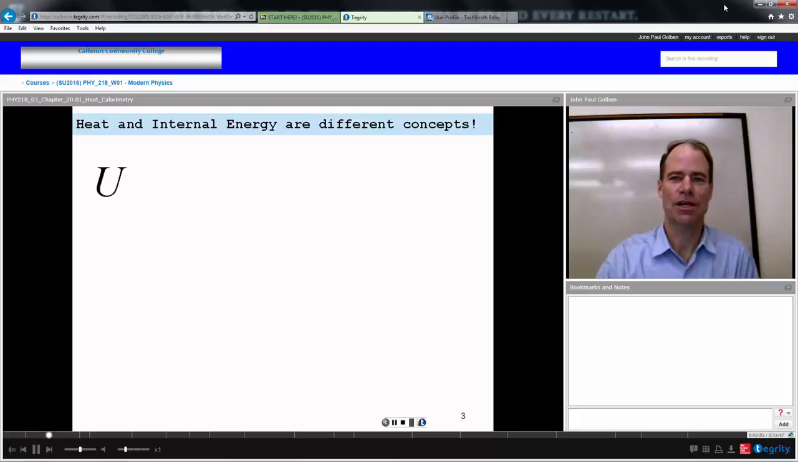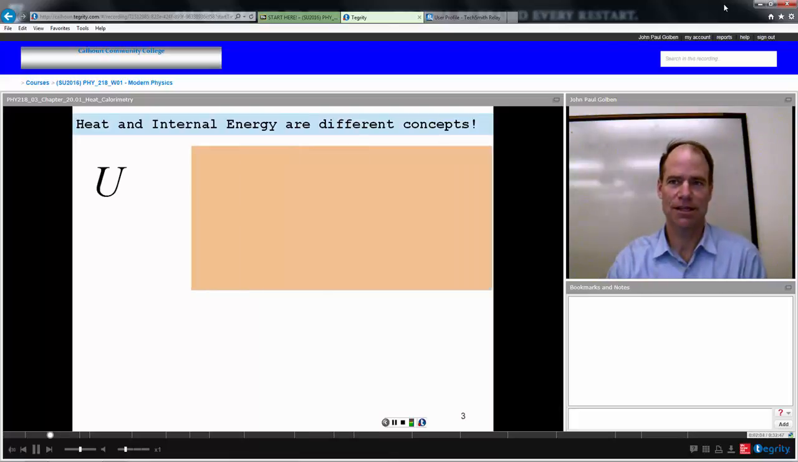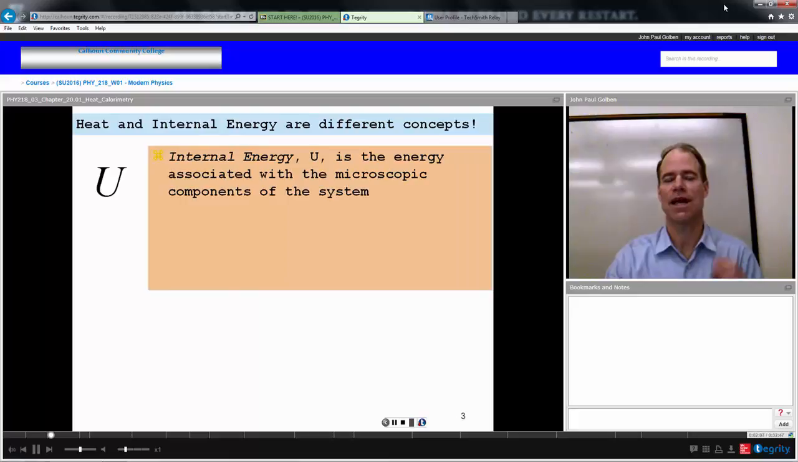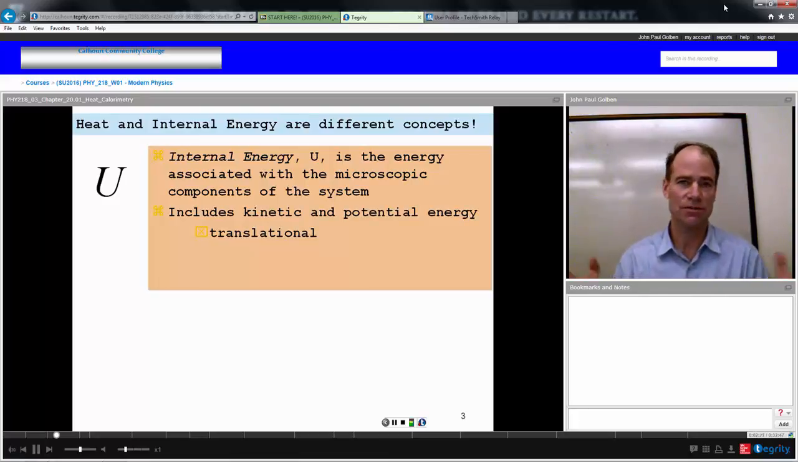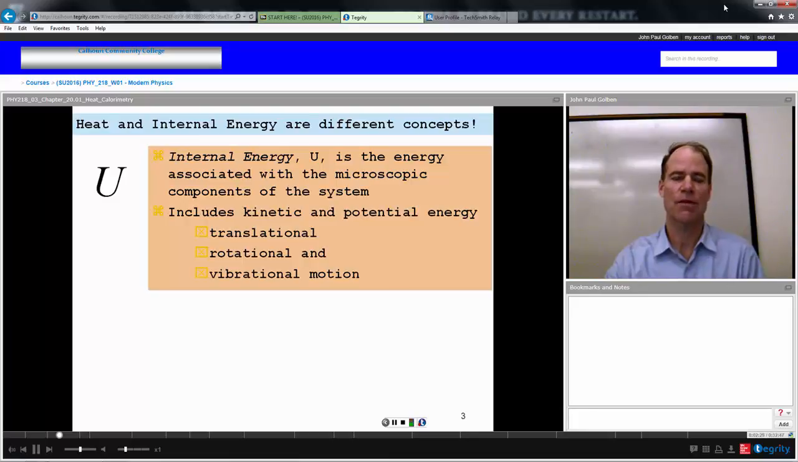So heat and internal energy are actually different concepts. We can think of internal energy as being associated with the microscopic components of a system. As we go down to the microscopic level, we need to look at the kinetic and potential energy of those components: translational kinetic energy, rotational kinetic energy, and possible storage of energy in vibrational motion. All that is associated with the internal energy of the state.